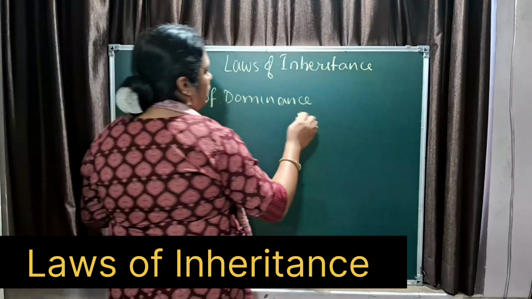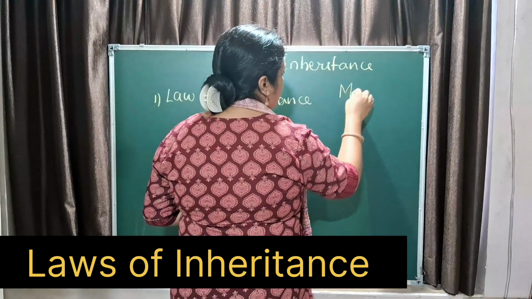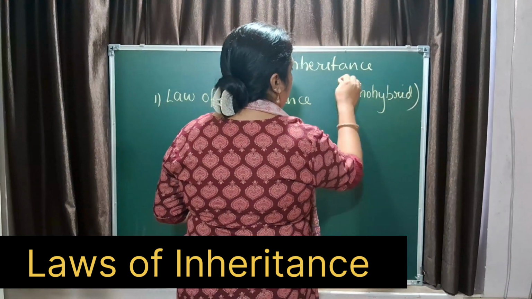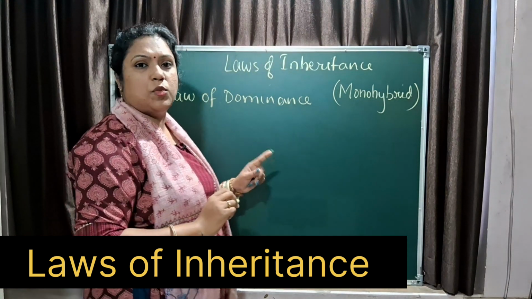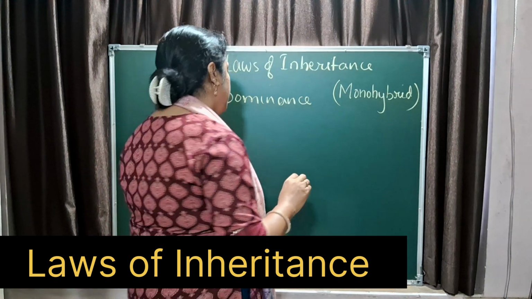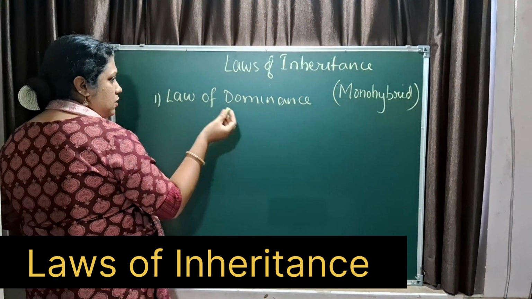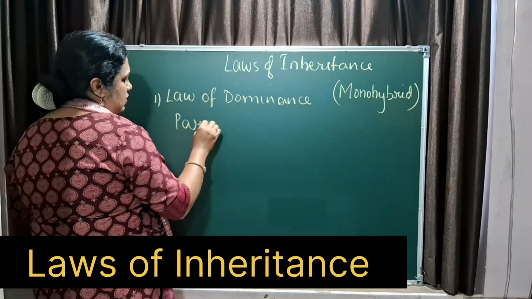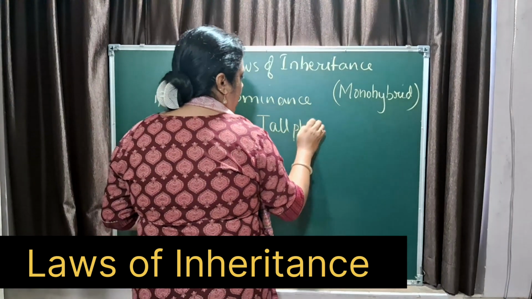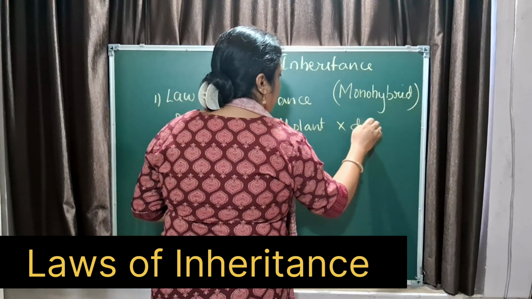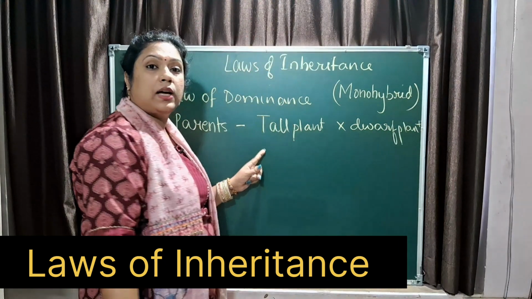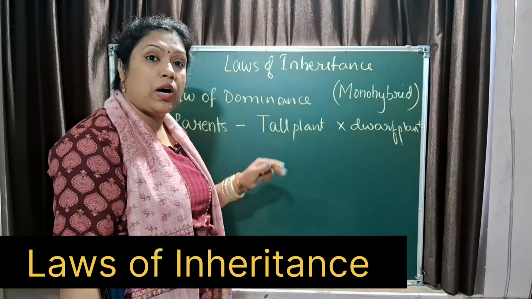So now how to explain law of dominance? For this you need to know what is a monohybrid cross. Monohybrid cross is a cross in which only one character is under study. For example, in a monohybrid cross we take the parents, so let us take a tall plant and a dwarf plant. Here I have taken only one character in study, that is the height of the plant. So this is a monohybrid cross.